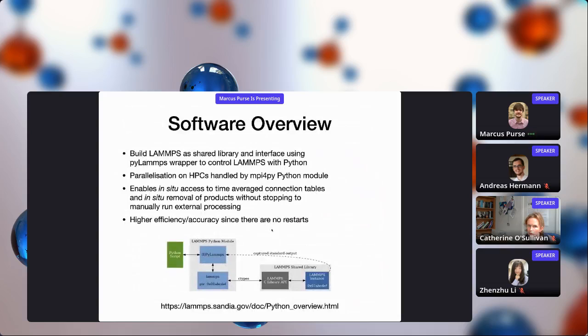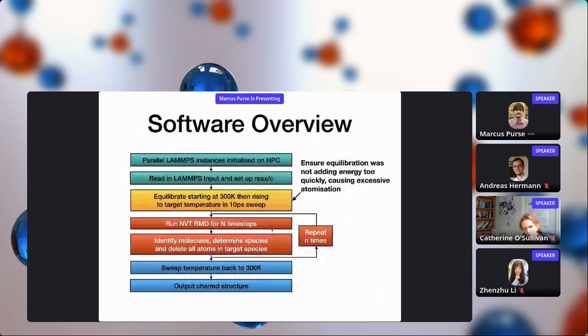So just a very quick overview of the software. We built LAMMPS as a shared library with a Python wrapper. Parallelization is handled by Python, and this means that we get in situ access to the time average connection tables and in situ removal of products. The problem with continuously restarting and stopping the simulation is that you have to write the data out and then put it back in, and there's inevitably going to be some loss of accuracy during these processes.